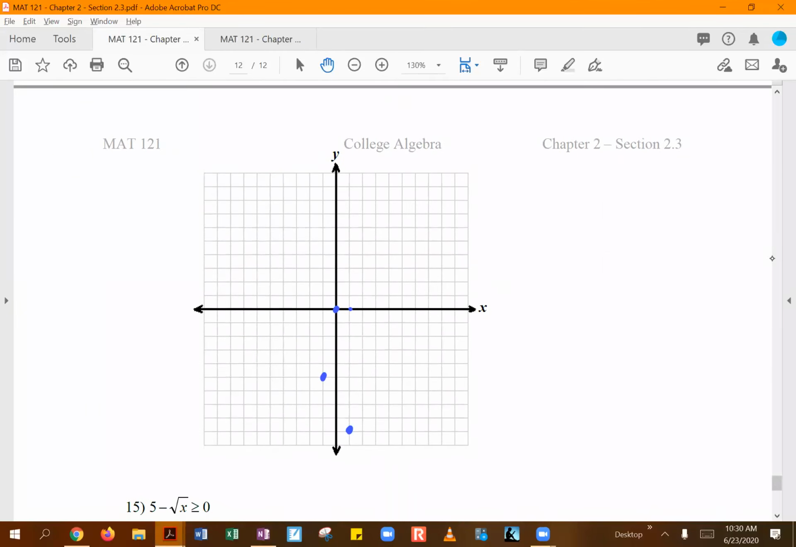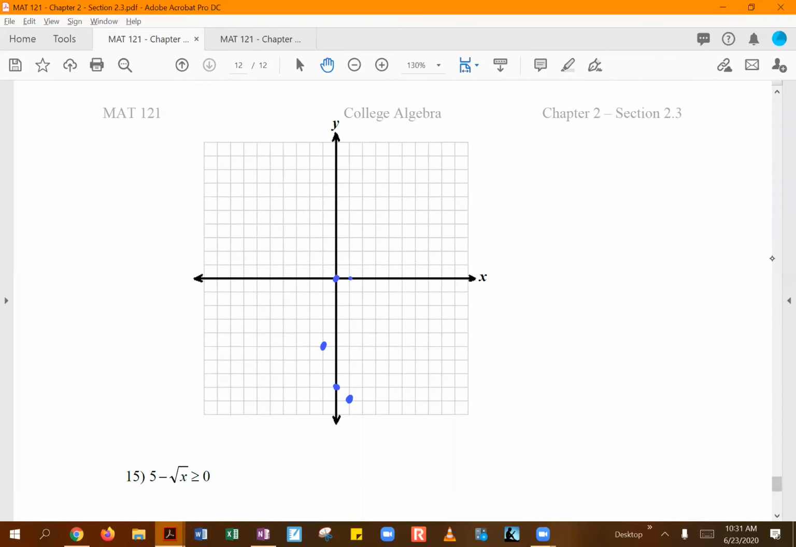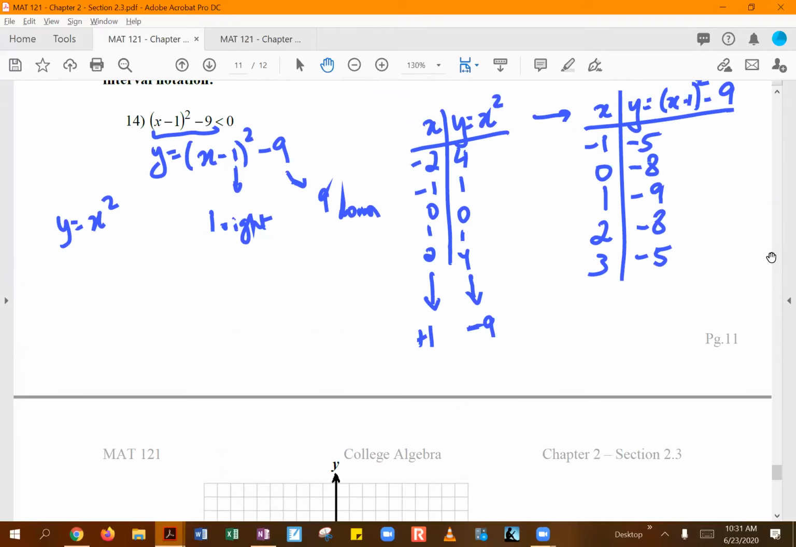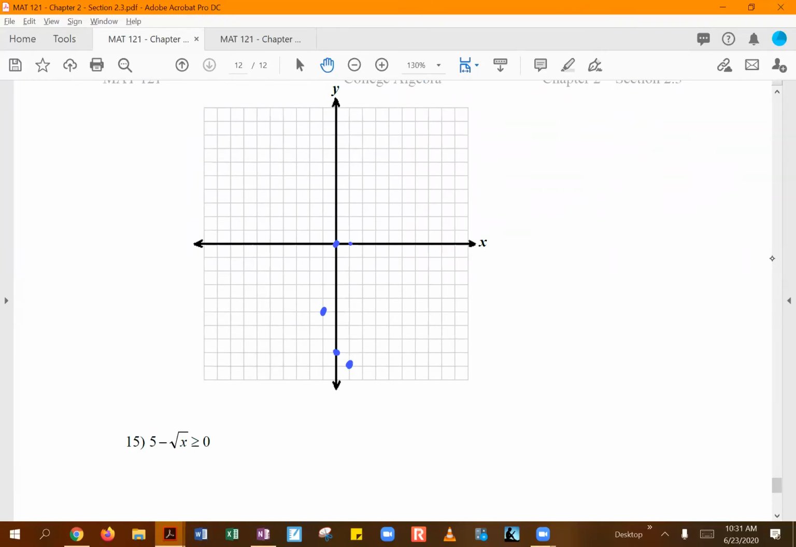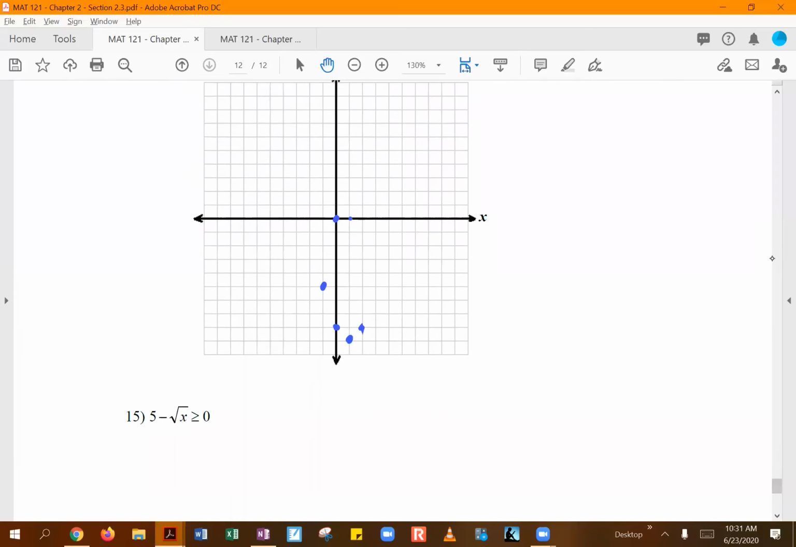0 at negative 8, which is good because that's our y-axis there. 1, negative 9, and we already had that just by looking at our translation. 2 at negative 8, so right here, and then 3 at negative 5. Okay, so your original parabola would have been here, and then after we move it 1 unit to the right and 9 units down, this is what we're looking at.